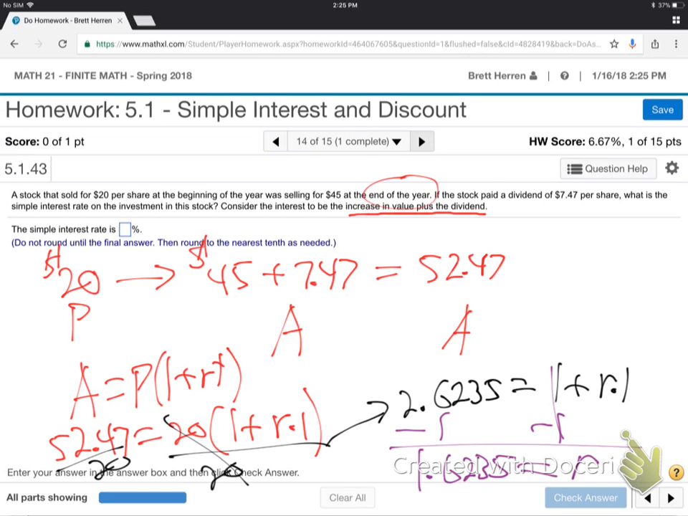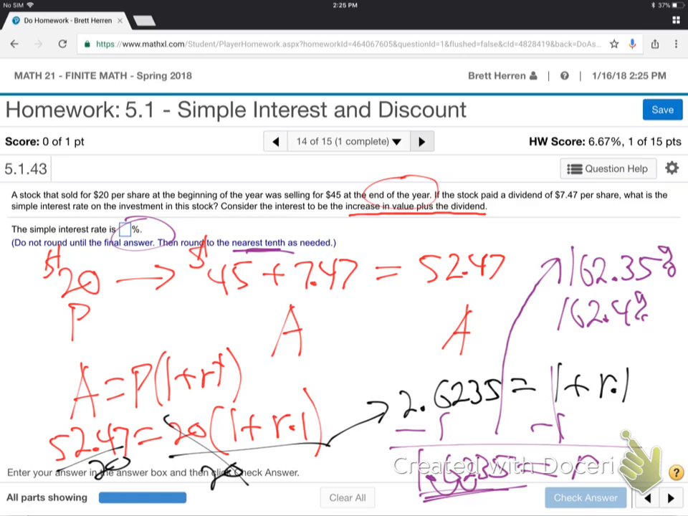How do you change 1.6235 to a percentage? Because they're asking me for a percentage answer. Yeah, you move the decimal 2 places. 162.35%. But they say round to the tenth, so 162.4%. So that's a great growth on that stock. It grew at an interest rate of 162.4%.